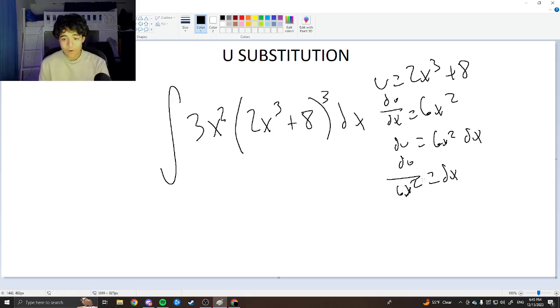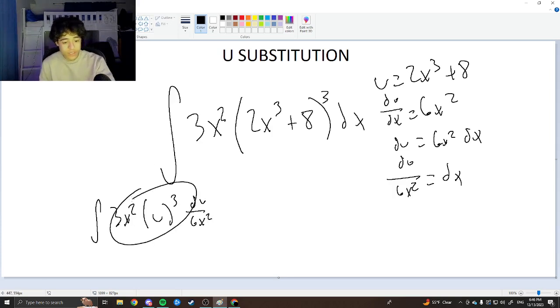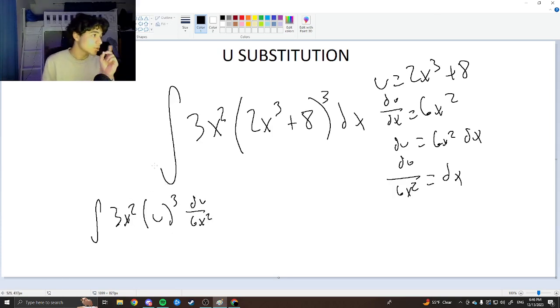So now that we have our du, you can rewrite this as 3x squared times u to the third power du over 6x squared. And now you could be looking at this like, oh my god, you did all that and you still have this crazy equation that I don't know how to solve. Look, check this out, right? We have 3x squared and we have 6x squared on the bottom. We have 1 over 6x squared.